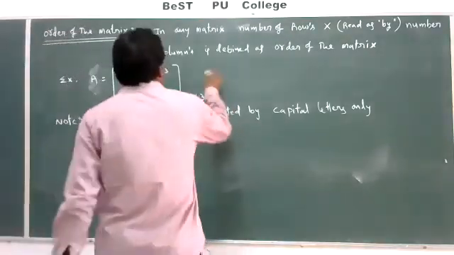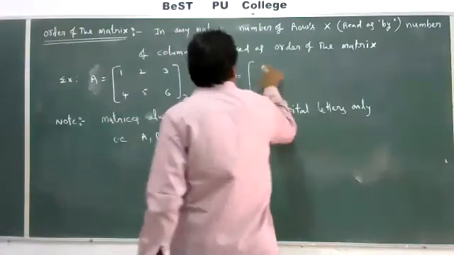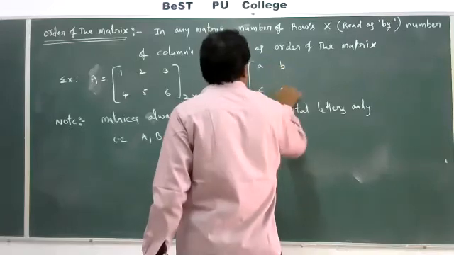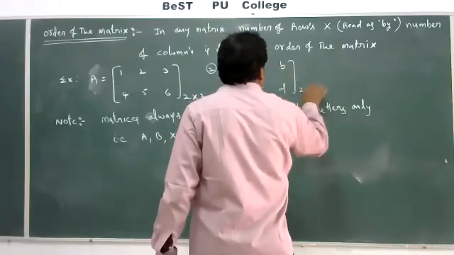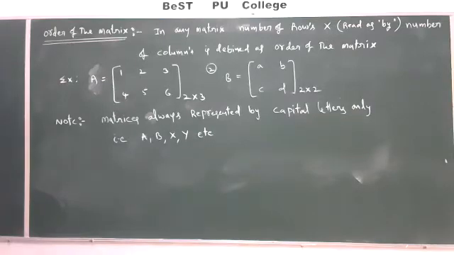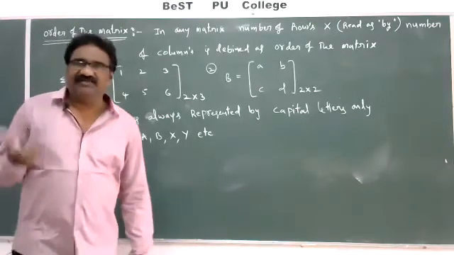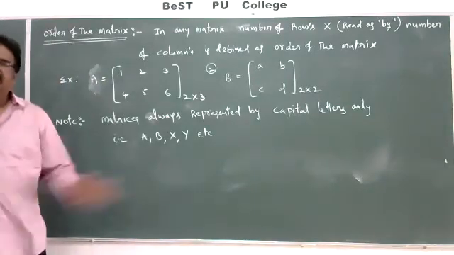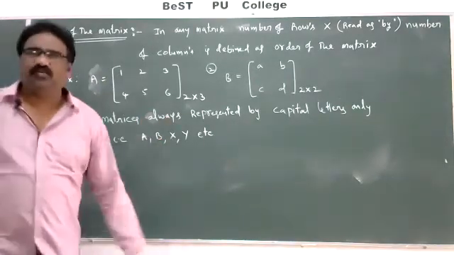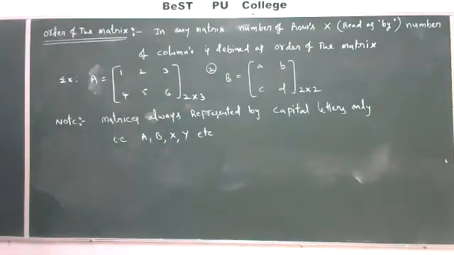Here, another example, you write B is equal to matrix A, B, C, D. That is a 2 by 2 matrix, 2 rows and 2 columns. That is what is meant by matrix, what is meant by rows, what is meant by columns, what is meant by order of the matrix, and that matrices are represented by capital letters only. Next.